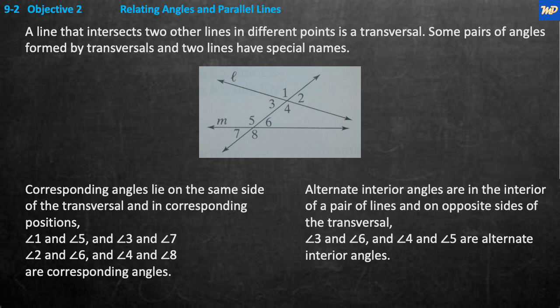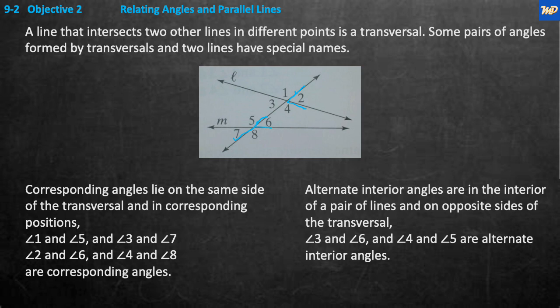Corresponding angles lie on the same side of a transversal and in corresponding positions. So this is the transversal, this line through here. This line is intersecting two other lines. So corresponding angles lie on the same side in the same position. A corresponding angle would be this angle here. On the same side, it would be angle 2 and angle 6.